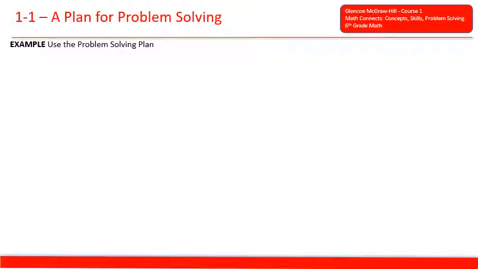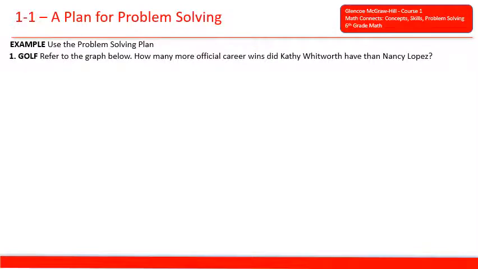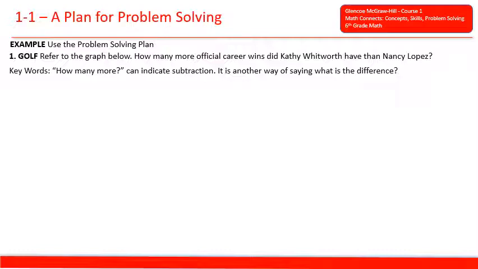Okay, we're going to do an example, and we're going to use the problem-solving plan. Number 1, golf. Refer to the graph below. How many more official career wins did Kathy Whitworth have than Nancy Lopez? Keywords, how many more, can indicate subtraction. It is another way of saying what is the difference.